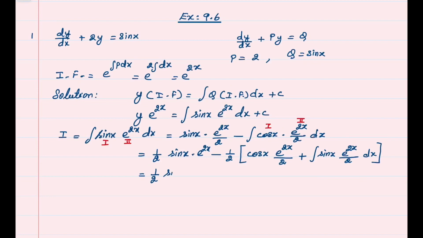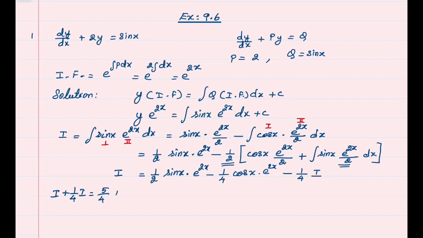Half into sin x times e power 2x minus 1 by 4 times cos x e power 2x, and minus 1 by 4 times... we have half here as well as half here, 1 by 4 times integral sin x e power 2x dx can be written as I. We took this integral as I. On the left hand side also we have I. Bring this minus 1 by 4 I to the left hand side. I plus 1 by 4 I, which becomes 5 by 4 times I.